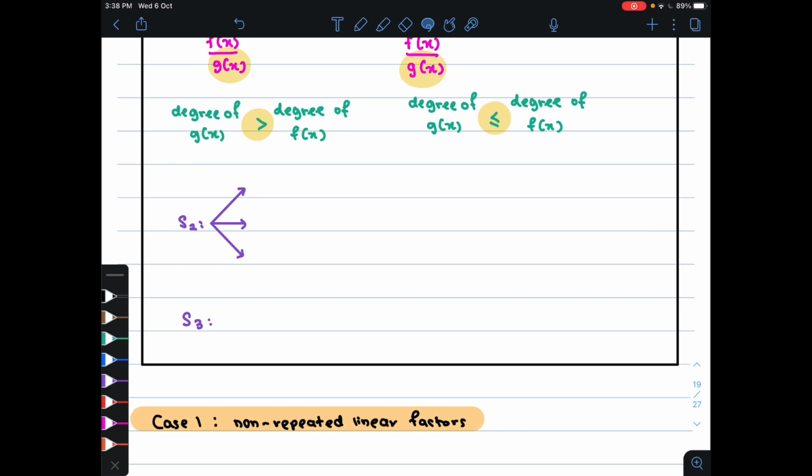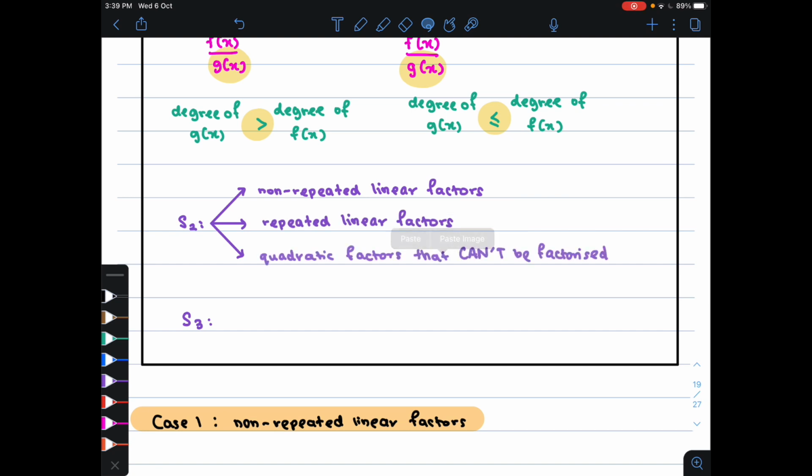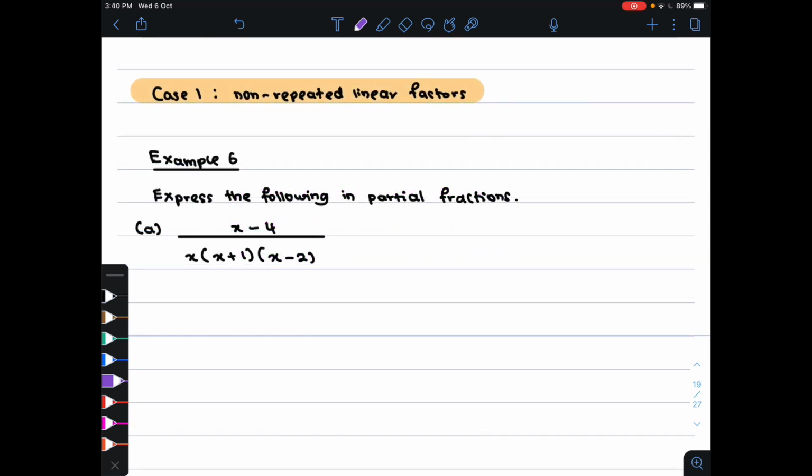The second step is to determine what kind of factors we have in g(x), the denominator. Factorize g(x) completely and then determine what kind of factors we have in the denominator. The first case is non-repeated linear factors. The second case is repeated linear factors. And the third case is quadratic factors that cannot be factorized. The third step is to rewrite step 1 again. Case 1 is non-repeated linear factors.